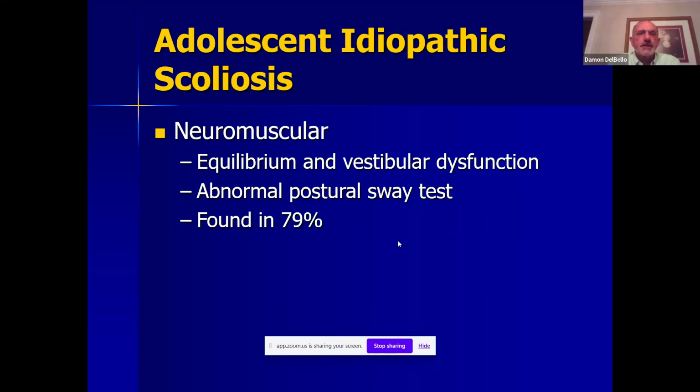There are other neurologic changes. Vestibular function and balance is abnormal and is found in most patients with scoliosis.